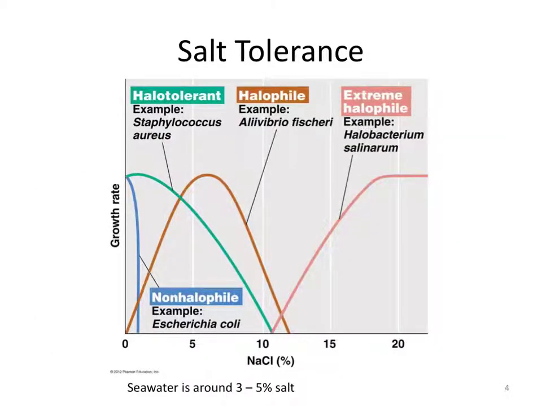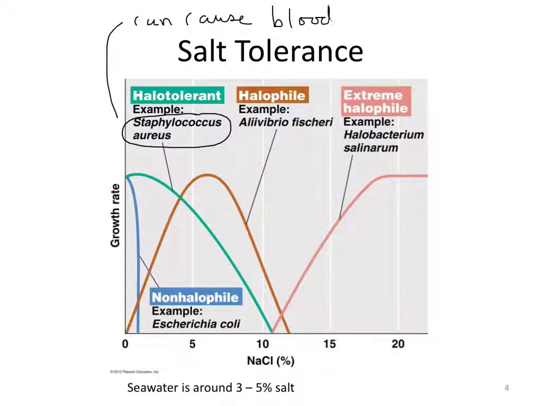So let's describe microbes in terms of their salt tolerances. A halotolerant microbe, an example here is Staphylococcus aureus. It can cause blood infection and other problems. It's a common skin-borne microbe. If it accesses your body when you get a cut and starts to grow, it can cause blood infection, also known as blood poisoning. It's a halotolerant organism.